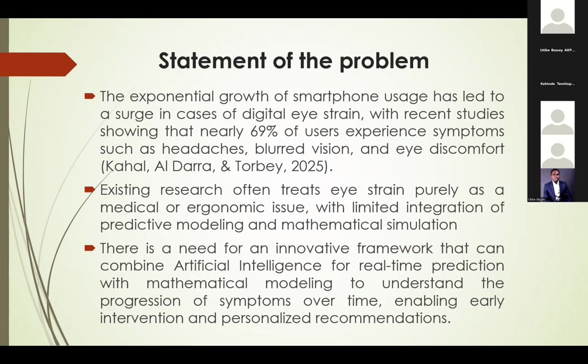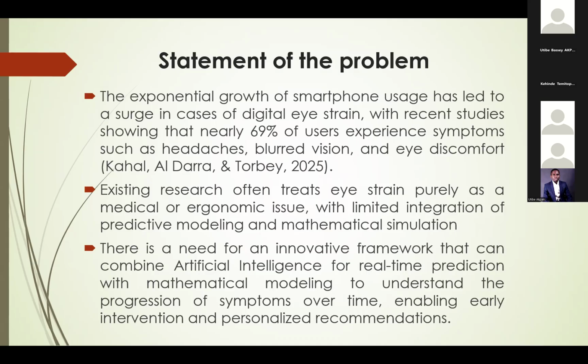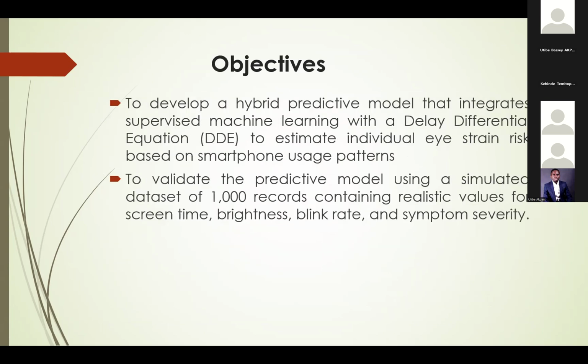Based on existing research, eye strain is normally treated purely as a medical or ergonomic issue, with limited integration of predictive modeling and mathematical simulation. A lot of people have worked on artificial intelligence for predicting eye strain, but few researchers have combined mathematical modeling and artificial intelligence to predict eye strain risk from smartphone exposure. That is why this framework came up, so that it can combine artificial intelligence and mathematical modeling to understand the progression of symptoms over time, enabling early intervention.